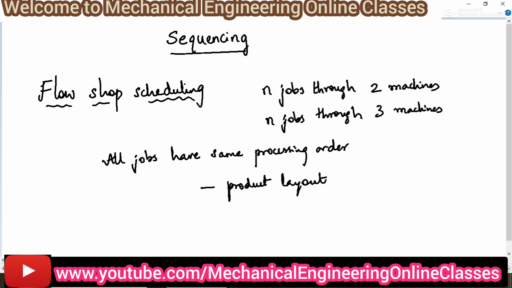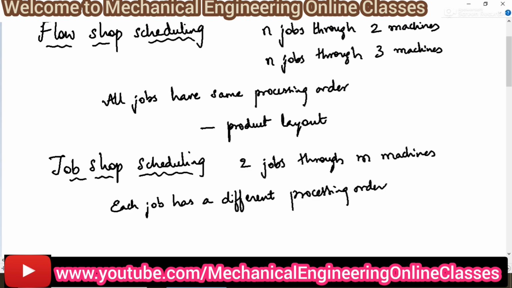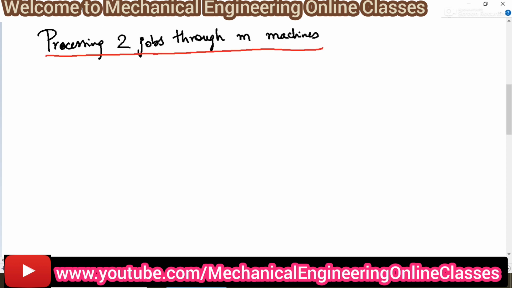Today, we shall learn to find a sequence for a job shop with 2 jobs going through M machines, where each job will have a different processing order, and this will be applicable for a process layout. Let us try and understand this job shop scheduling with the help of an example. Processing 2 jobs through M machines.